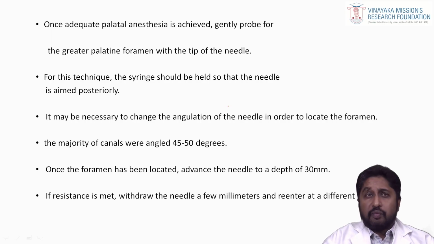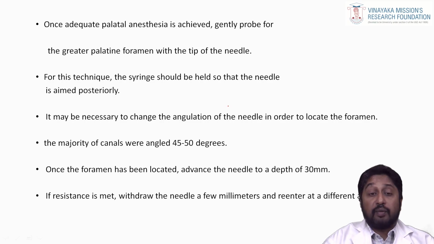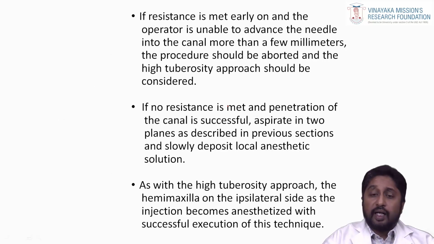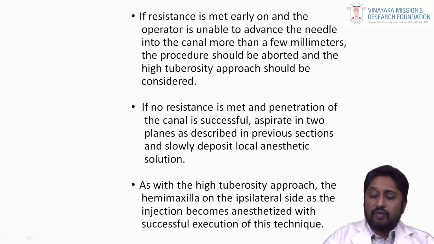Then you aim for exactly where the canal is, and then you give this greater palatine canal nerve block. So exactly, you are aiming at the canal of the nerve. If resistance is met early on and the operator is unable to advance the needle into the canal more than a few millimeters, the procedure should be aborted and the high tuberosity approach should be considered. If no resistance is met, penetration of the canal is successful. Aspirate in 2 planes as described in the previous section, and slowly deposit the local anesthetic. If you don't have any resistance, you go directly into the canal and give the LA.